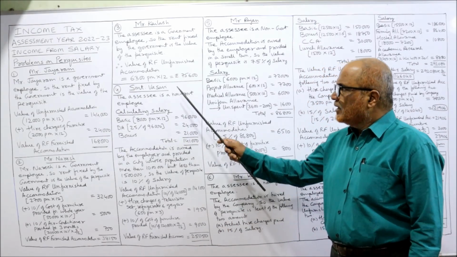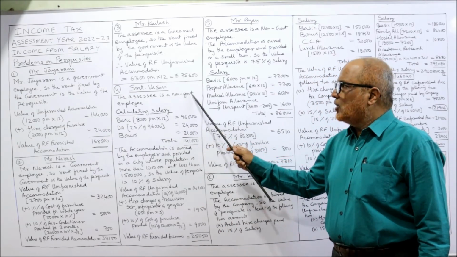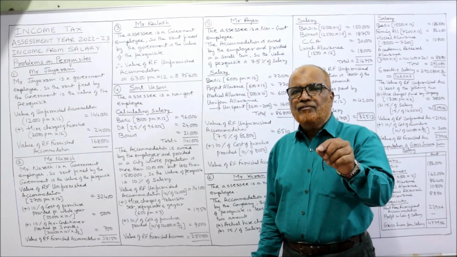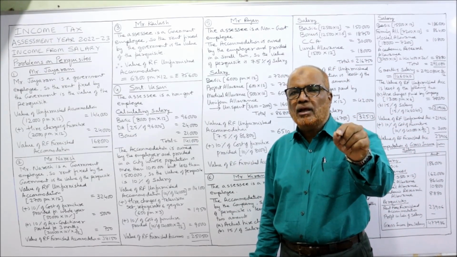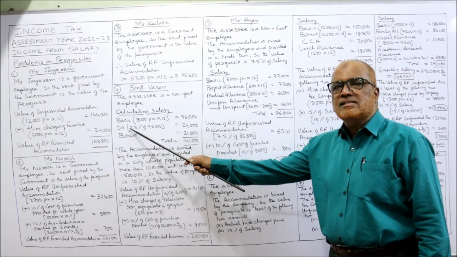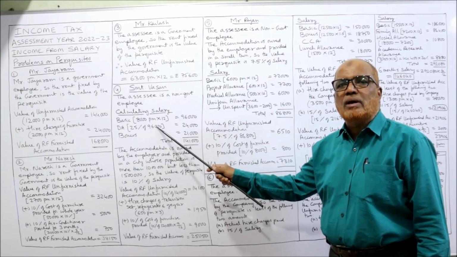Now, Srimati Vasavi, the SSC is a non-government employee. First of all, calculating salary. If the SSC is a non-government employee, first thing we must calculate the salary. In our problem, basic salary is given 8,000 per month into 12, 96,000.